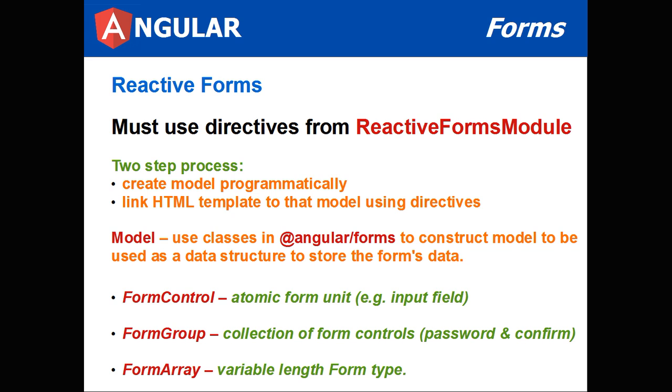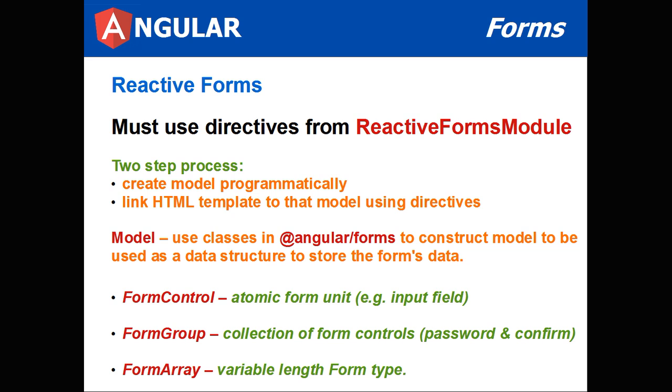Reactive forms use the directives from the Reactive Forms module. It's a two-step process. First, you create the model programmatically. Then you link the HTML template to that model using directives. A model uses classes in the Angular Forms package to construct a data structure to store the form's data.